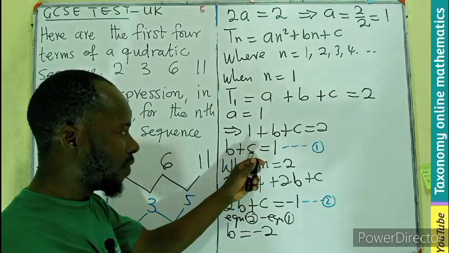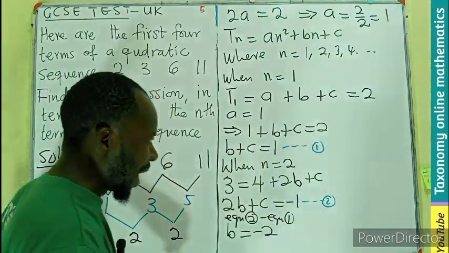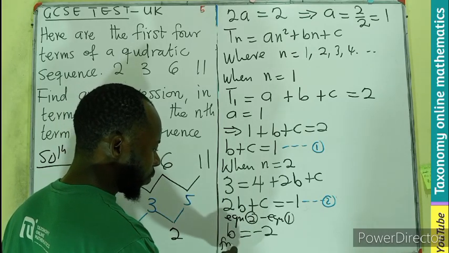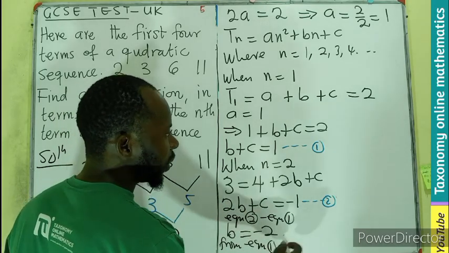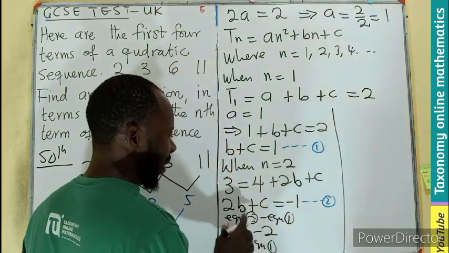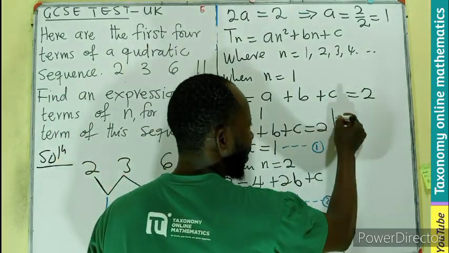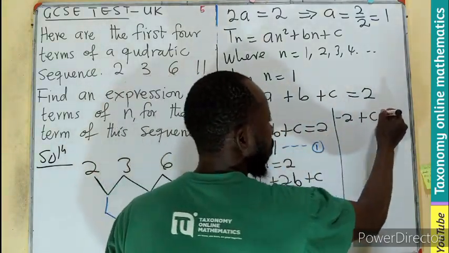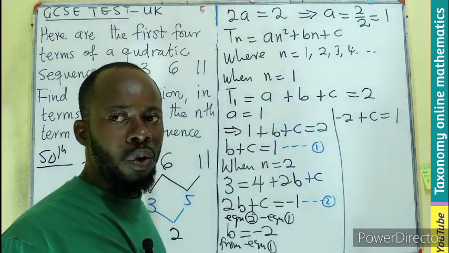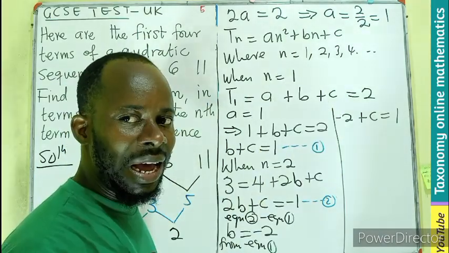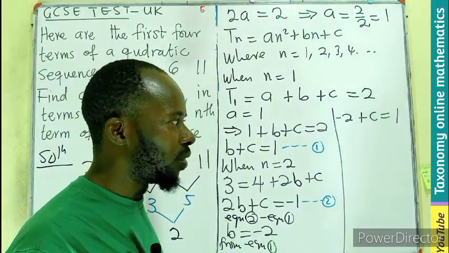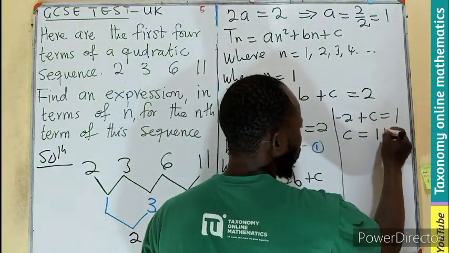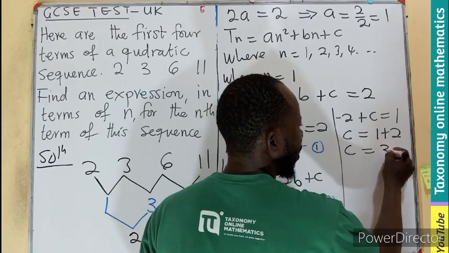When put into either equation 1 or 2, we can get c. From equation 1, b is negative 2, so negative 2 plus c equals 1. c is the only unknown. We add 2 to both sides of the equation, meaning c equals 1 plus 2, so c equals 3.